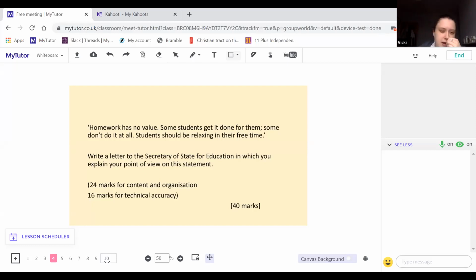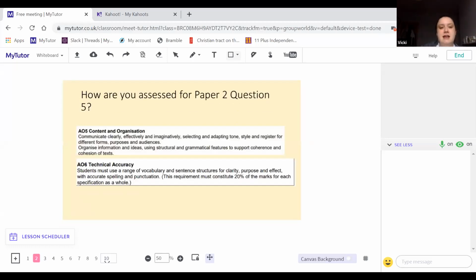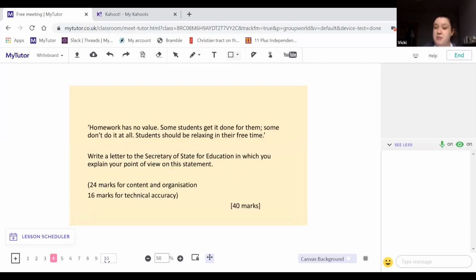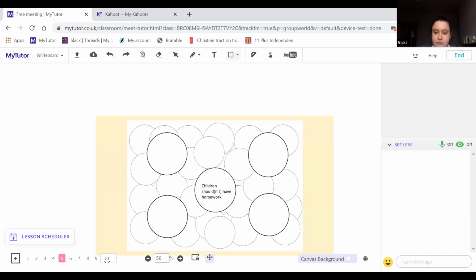It's always going to be formal in the exam, and then you've got 40 marks overall, which is a quarter of your entire English Language GCSE. So you've got 24 marks for content and organisation, that's the AO5, and then you've got 16 for the AO6, so spelling, punctuation and grammar. So it's vital that you make sure that you're leaving time to proofread.